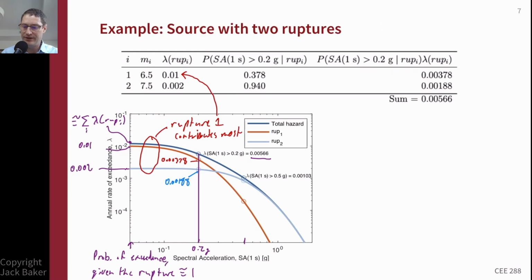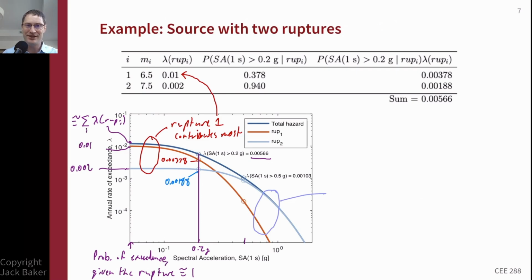If we go over to the far right side, we get a different story here. So out here, the red curve is much lower now than the light blue curve. And the light blue curve is basically the same as the total hazard.